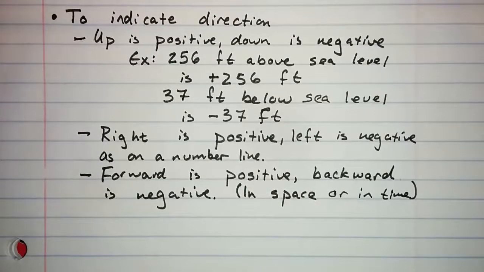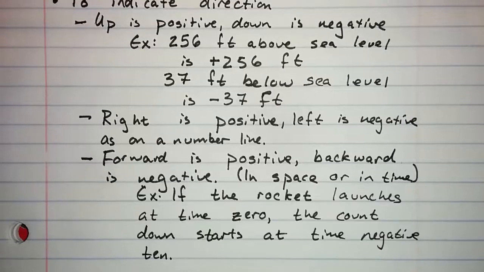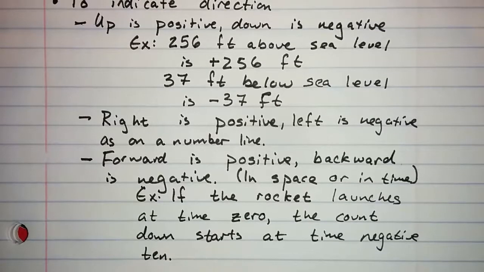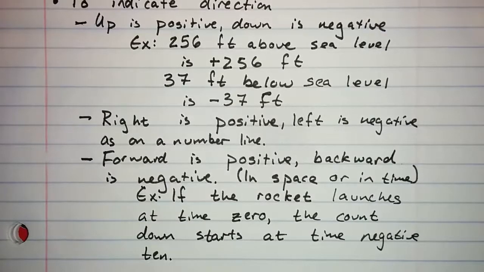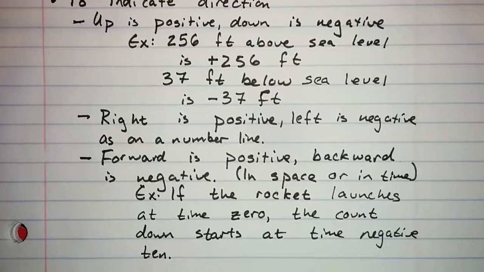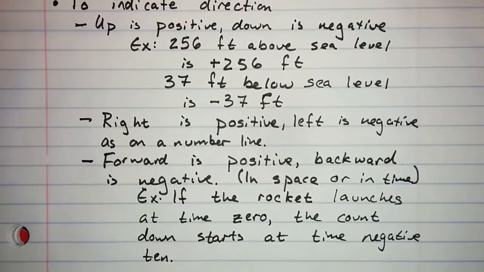So I could, for example, say, if the rocket is going to launch at what we'll call time 0, the countdown starts at time -10. Whenever a rocket is launching you hear, "We are now at T minus 10, 9." This is what that's referring to. We call the rocket's launch time 0, and so the time before that we're counting through negative numbers. So that's the simple thing that we can do with negative numbers.